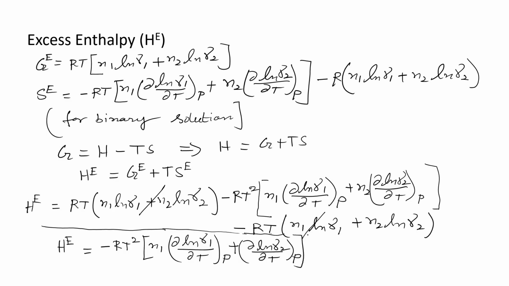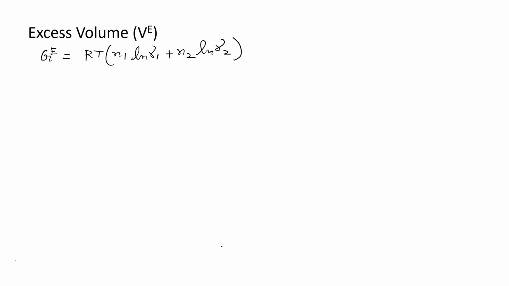So this is the expression for excess enthalpy, and we have taken it for a binary solution. Now coming to the excess volume. Once again we know that dG is equal to VdP minus SdT. So if we differentiate with respect to pressure at constant temperature, then that will be equal to V.